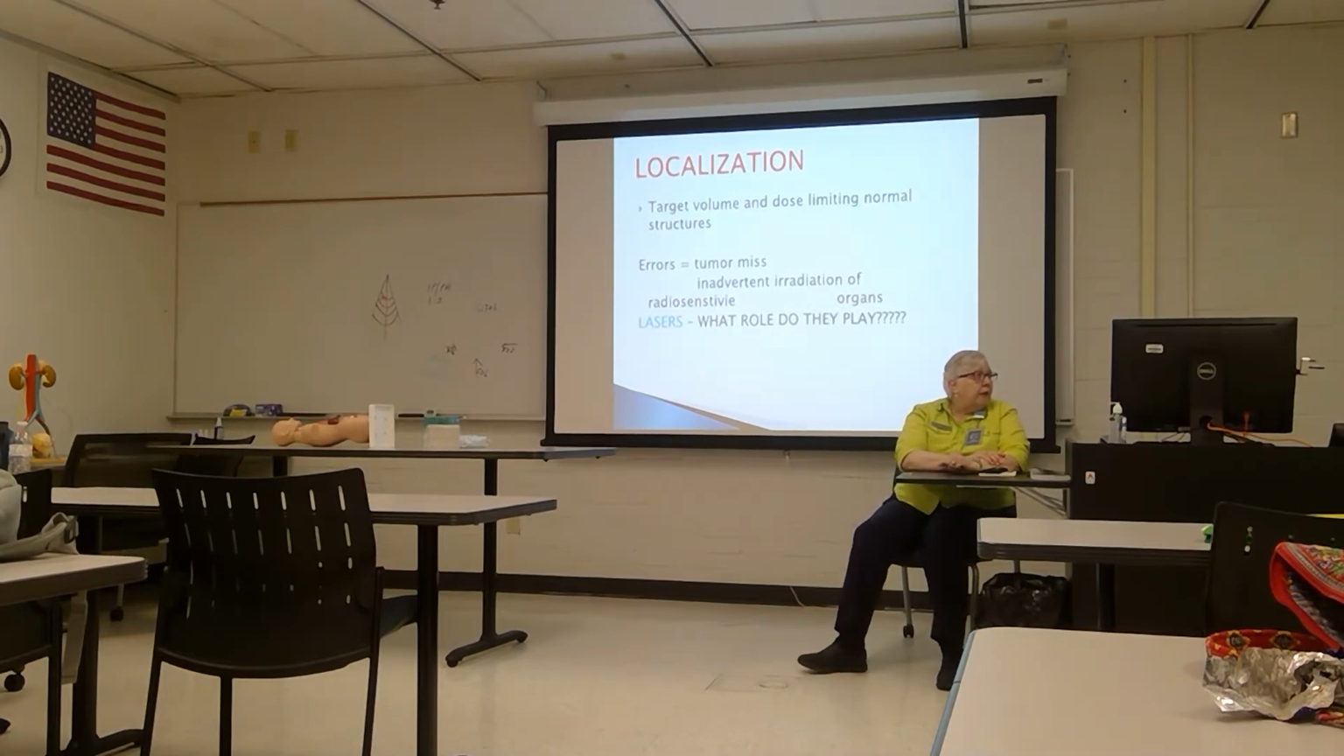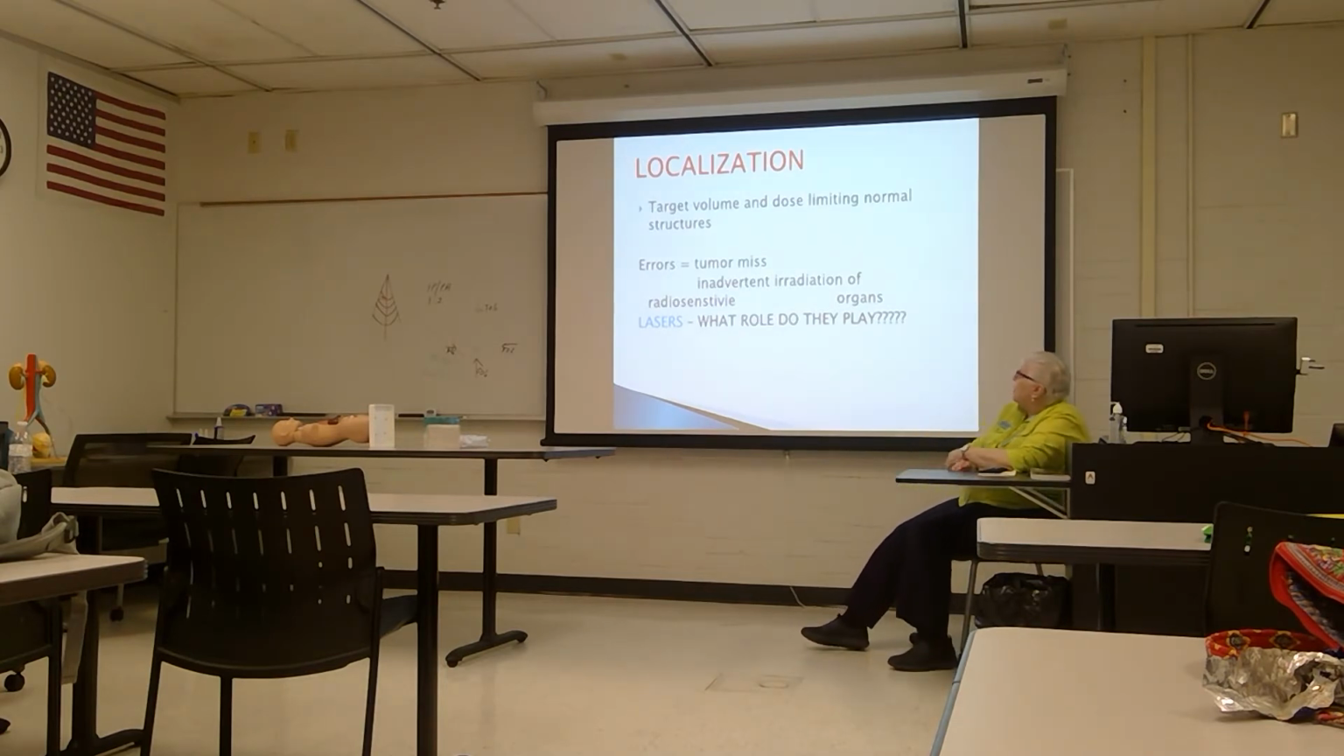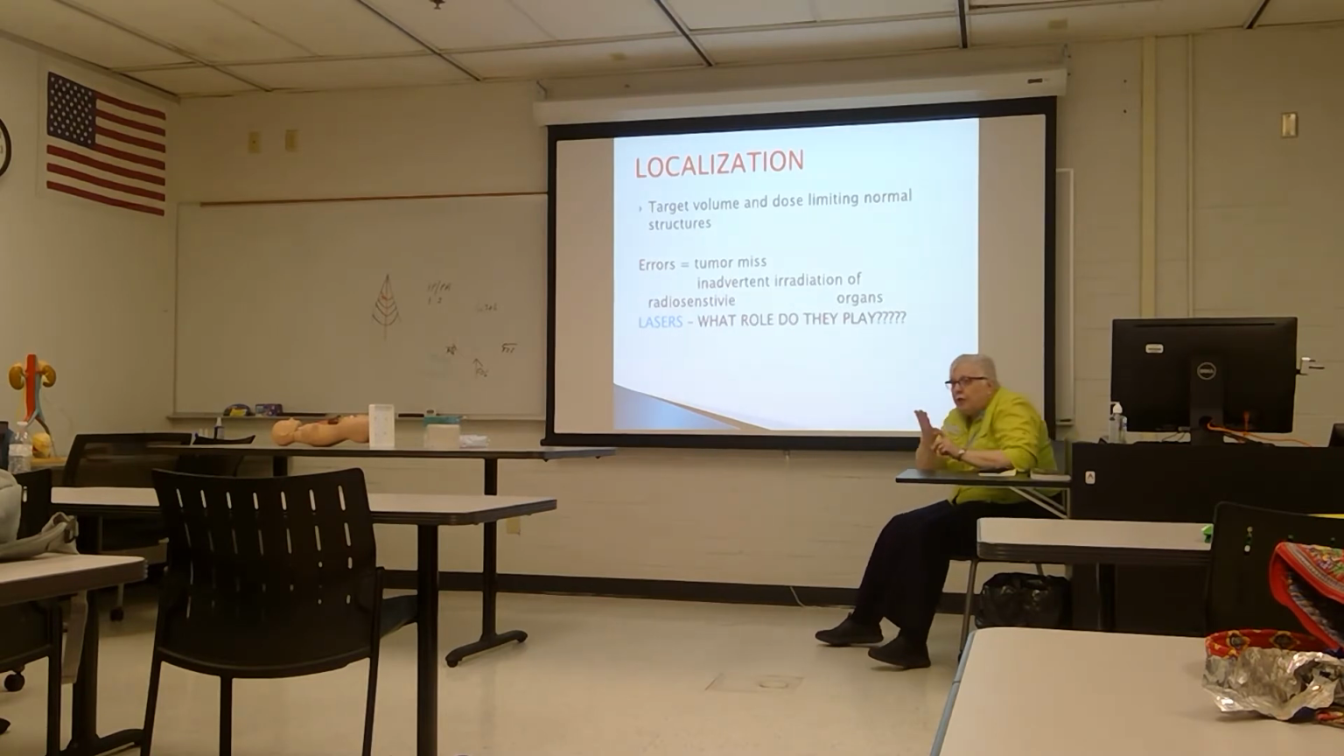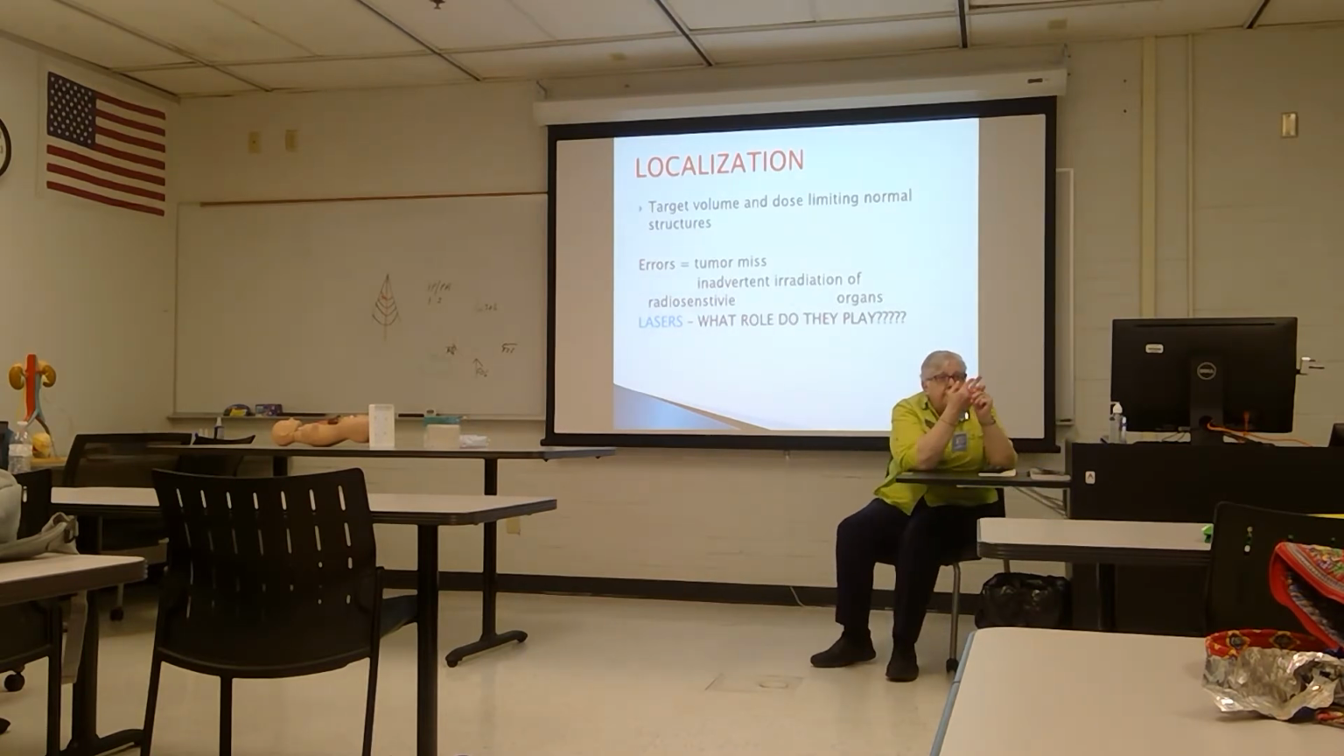So, target volume and dose limiting normal structure. So this is localization. This is what we're aiming to do. Treat the tumor, miss everything else. That's our theory, right? Don't give 100% of the dose to the tumor and nothing to the rest of the tissues. Is that something that we can do?